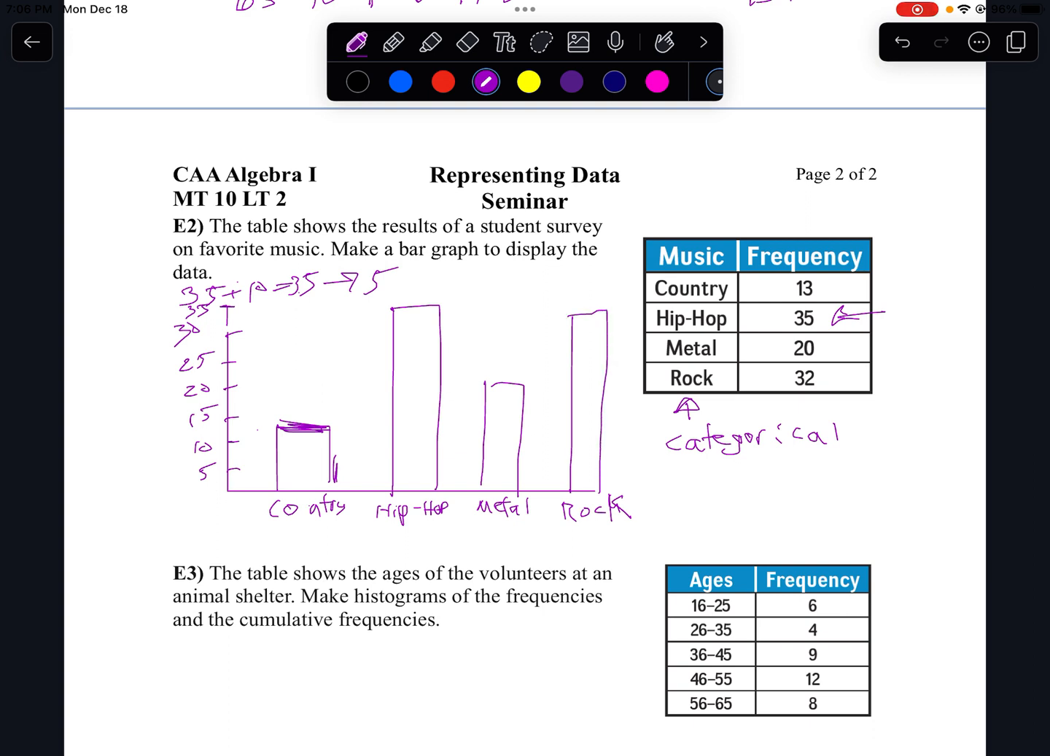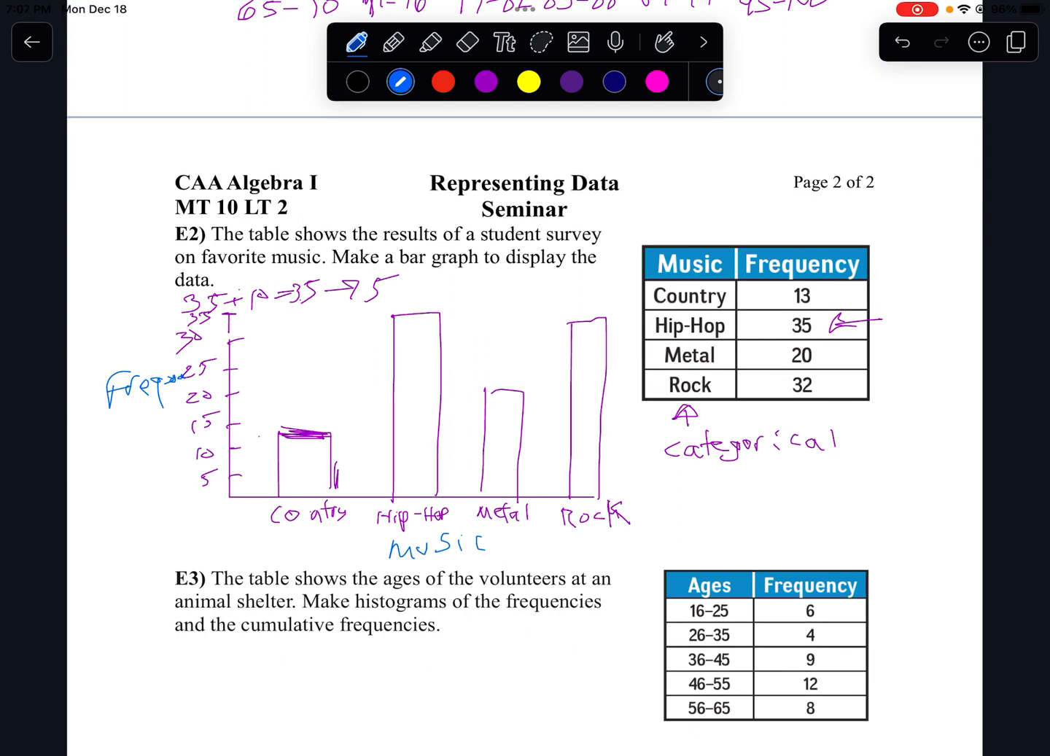Now this one I want to make sure I label. So this would be our music on the x-axis. Frequency is going to be on the side. And then we'll label this as favorite music. And that's your bar graph.